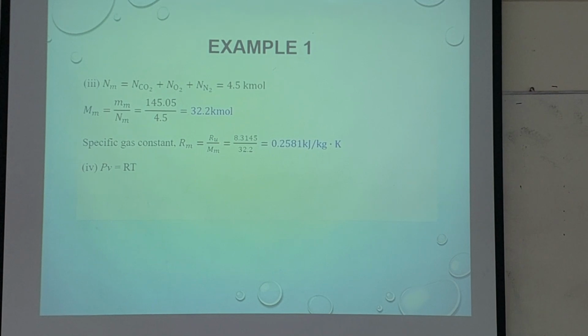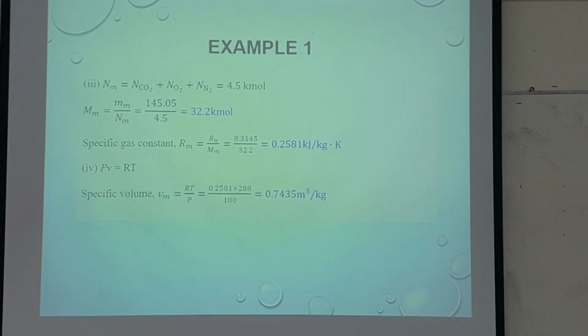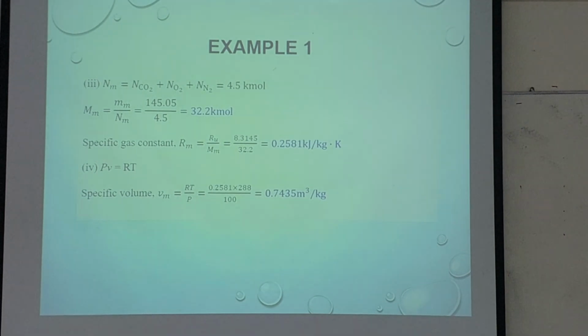So from here, the question already gave you the P, gave you the T, then R you have just found in the previous section. So you sub everything in, you get specific volume. The T and the P are given in the question: 1 bar and 15 degrees Celsius. So for temperature, remember to change to Kelvin. Then 1 bar is converted to kilopascal, which is 100 kilopascal.